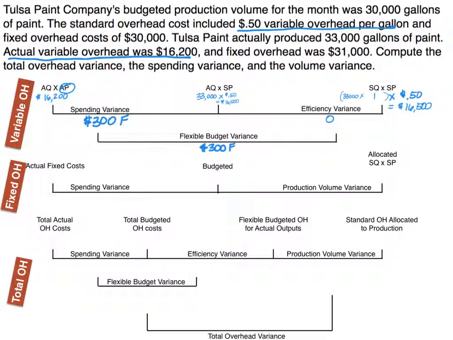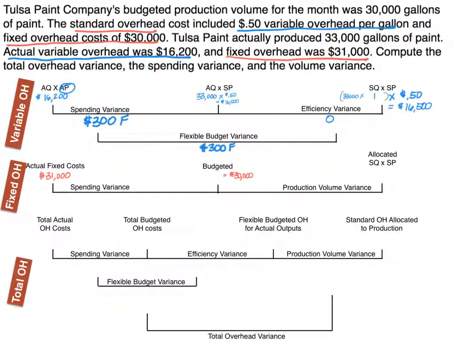All right, let's move on to fixed overhead. Peg number 1 is the actual fixed cost. They give me those. Fixed overhead was $31,000, actual fixed overhead. So we'll put that in our chart here. And our middle peg is our budgeted fixed overhead, and they tell me that the standard overhead fixed was $30,000. Remember, standard is like a budgeted number. So this was $30,000.